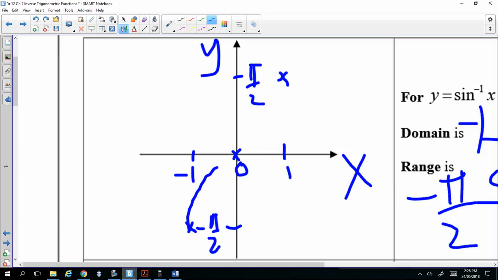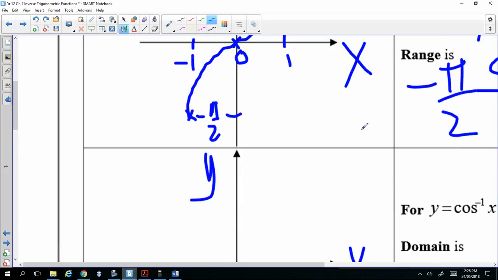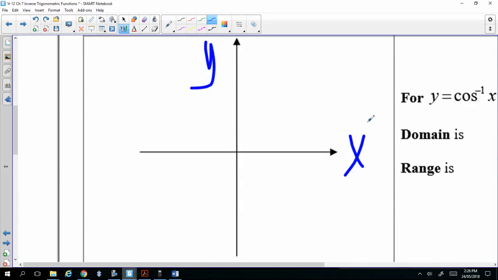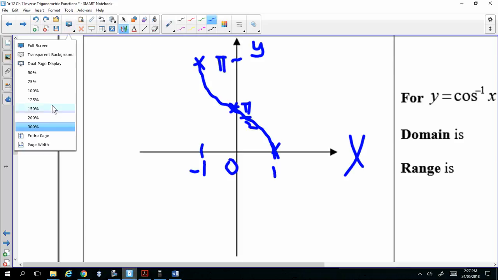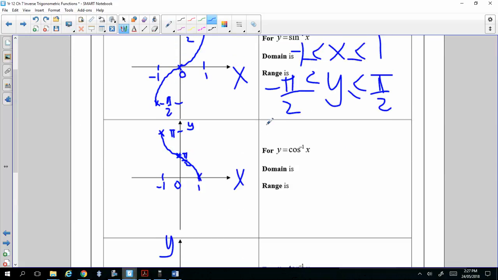Right, next is cos inverse. My y is in the way, so let's put it on the other side. 1, -1, 0, pi here. This is pi over 2. It's going downwards like this, and then concave down. Now you can compare the sine inverse and the cos inverse side by side. They have the same shape, don't they? Except one's going downward, one's going upward, with different range but the same domain.